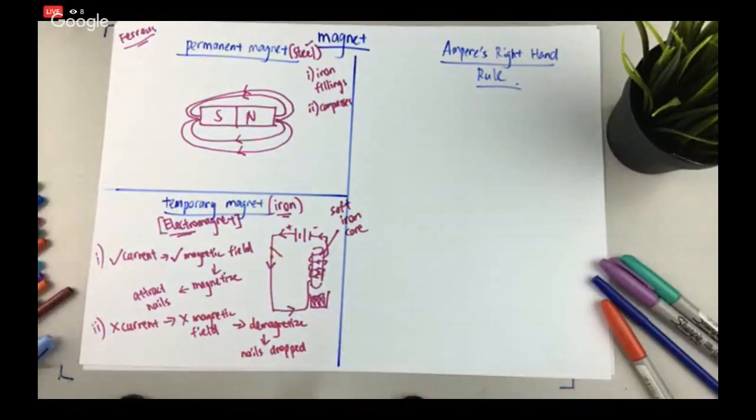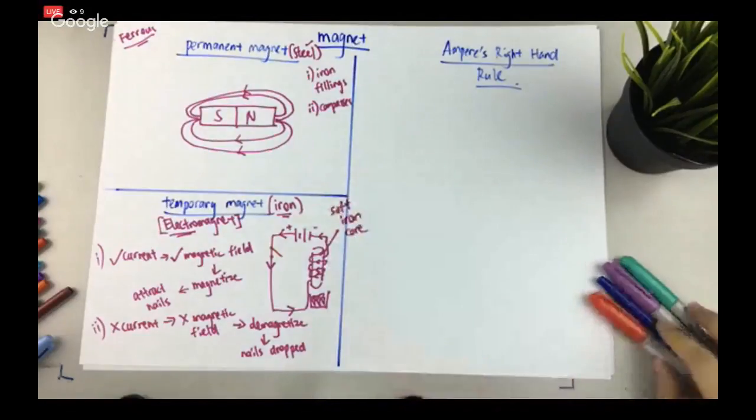Okay, so far, hope you guys understand what's the lesson so far. Now, after these two introductions, just now we have mentioned that when there's current flowing in the wire, you get magnetic field. So in questions, most of the time, they ask you to find the direction of your magnetic field. So how are you going to find the direction of magnetic field?